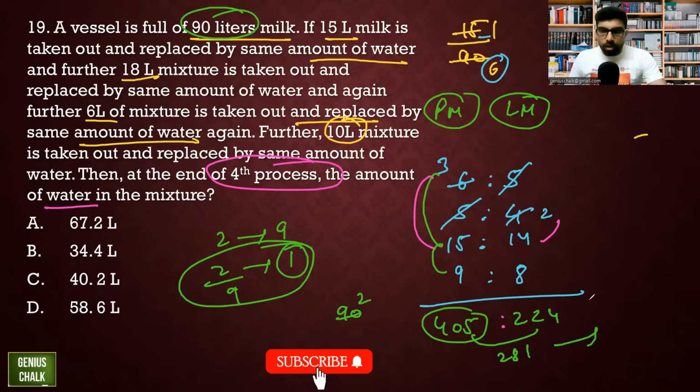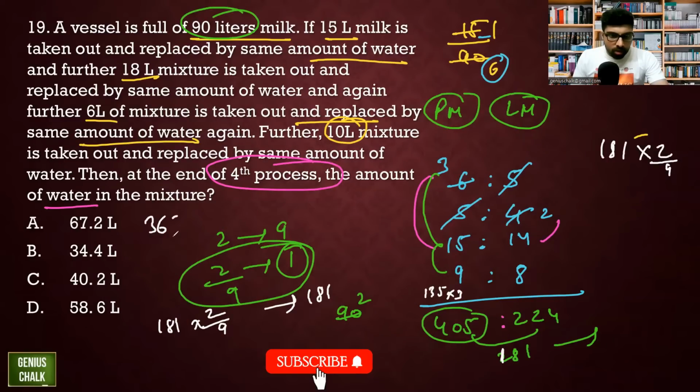Can you find 181 value? Yes, I can. So it is 5, 4, 1. 10 minus 2, 8. So 3 minus 2, 1. Sorry, 181. So 181 value will be 2 by 9 into 181. That is 362 by 9, so somewhere 40 point something. So this is option C. Option C is my answer.